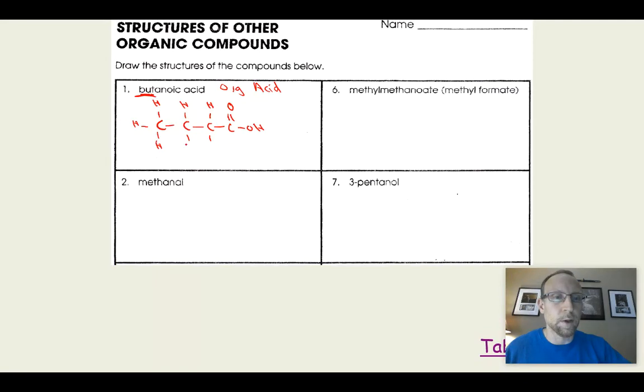So try the ones out. If you get stuck on one, skip it, do the rest, and then check out your answers. Check out the answers and see how you did and see where you might have made some mistakes. We'll practice these more going forward, so don't worry. So use table R. It's all right there in front of you.